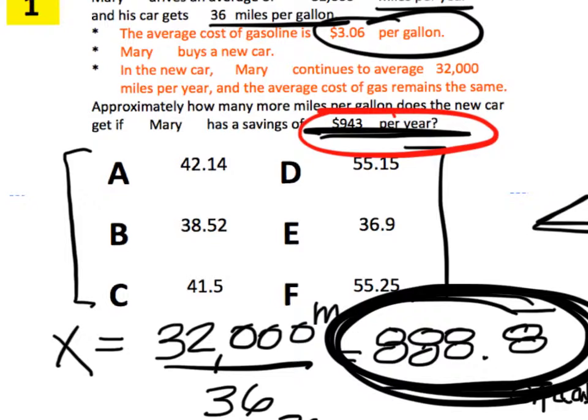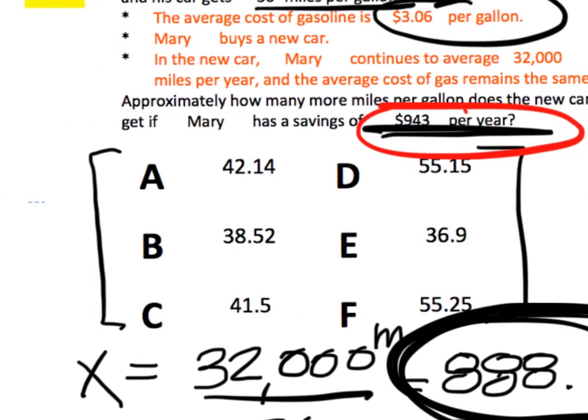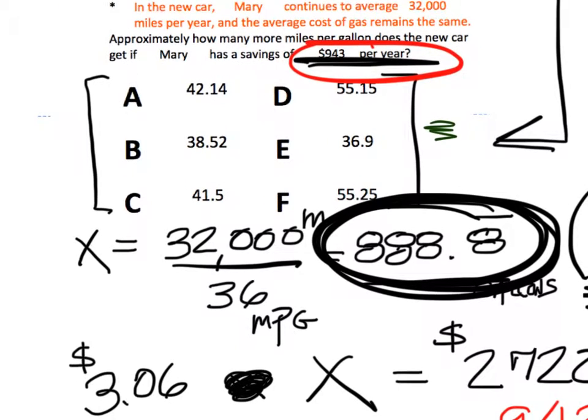In reality, the question is asking approximately how many more miles per gallon the new car gets if Mary has a savings of $943 per year. So in other words, we're finding a difference, but I think this might actually be the miles per gallon for the new car. So we'll find out. I may have forgotten to do the difference, but the problem is still good.